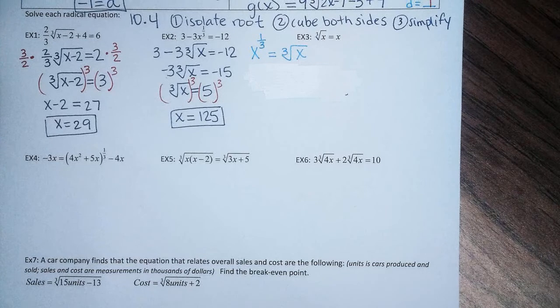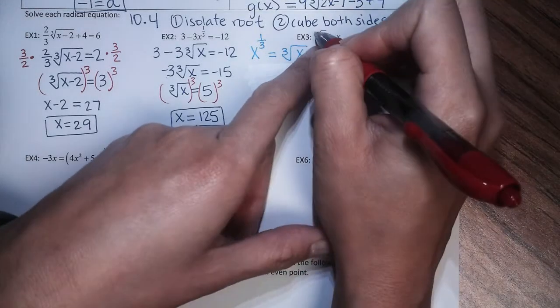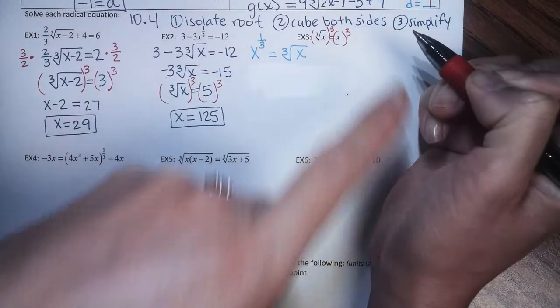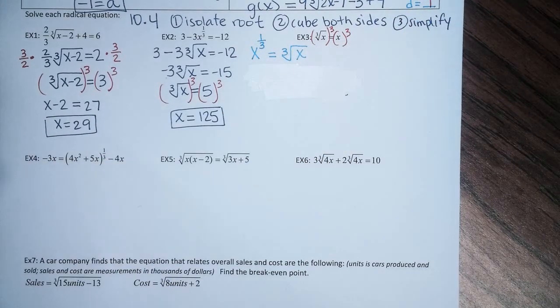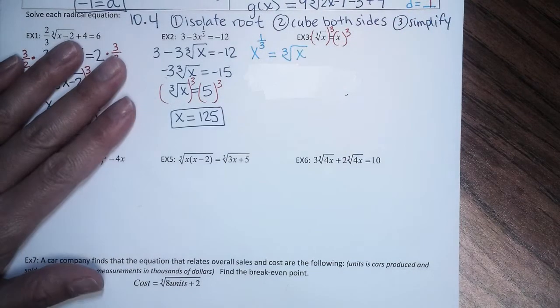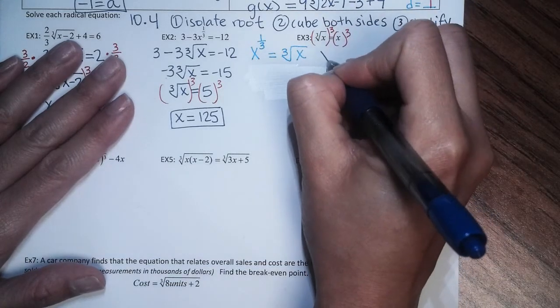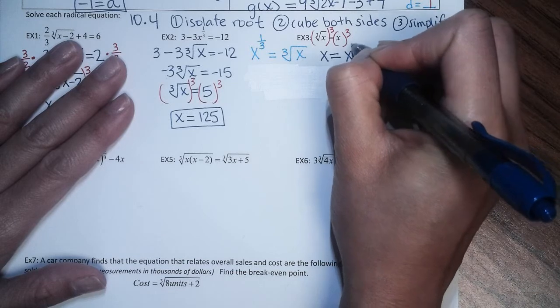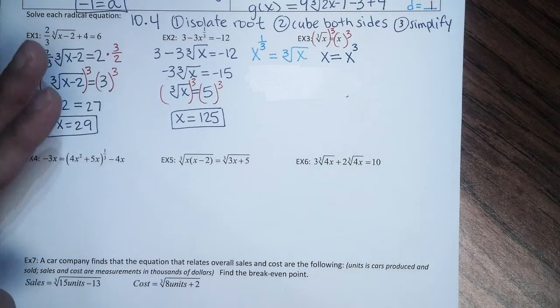Example 3, solving a cube root. Step 1, isolate the root. The great news is that the cube root of x is already isolated. So step 2 is cube both sides. The cube root of x cubed becomes regular x, equals x cubed. So now, what do we do?